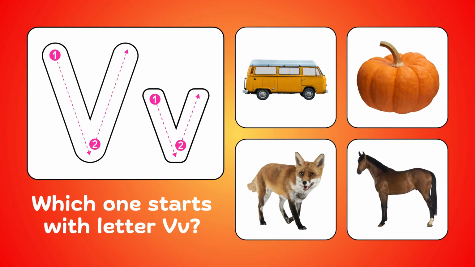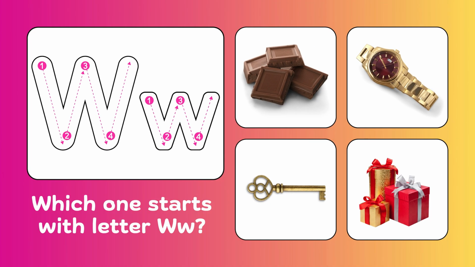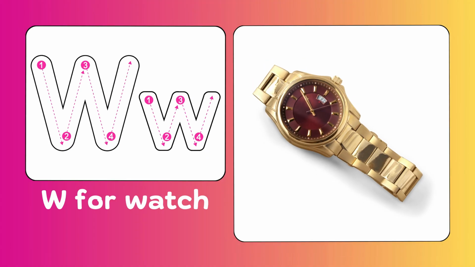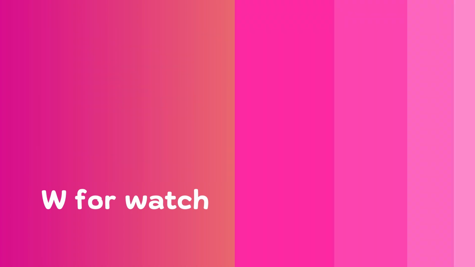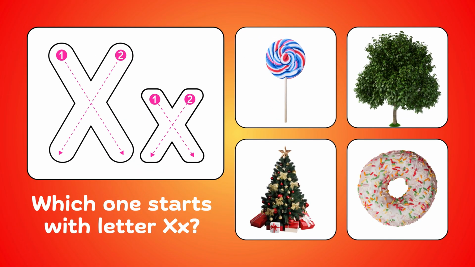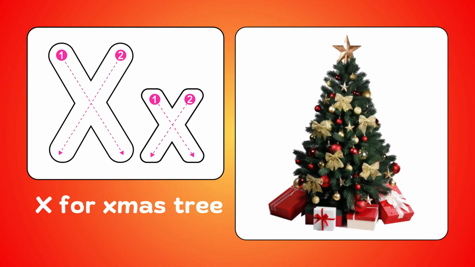Which one starts with the letter V? V for van. Which one starts with the letter W? W for watch. Which one starts with the letter X? X for Xmas tree.